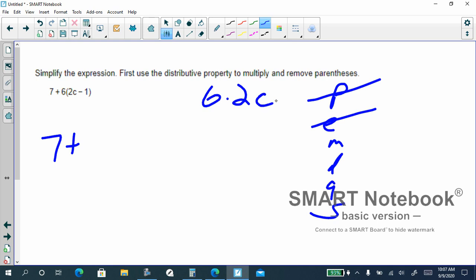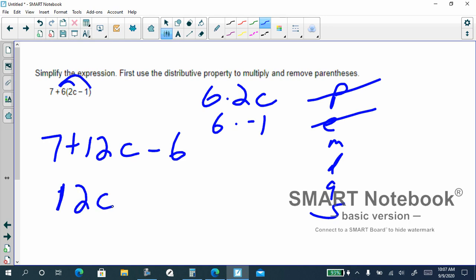So 6 times 2c, so 6 times 2 is 12 times c, and then 6 times negative 1. Positive times negative is negative, 6 times 1. So if we put the things that are alike together, we have a c term, 12c, and we have some things that are just numbers. So 7 minus 6 is 1, and it's positive because the bigger number is positive.